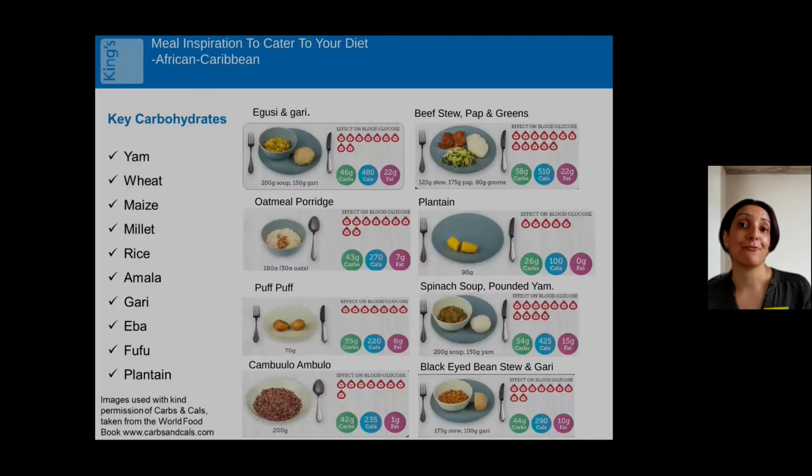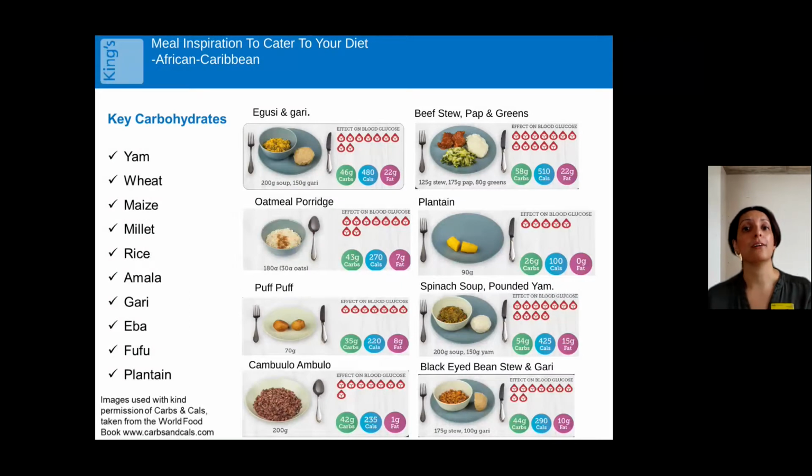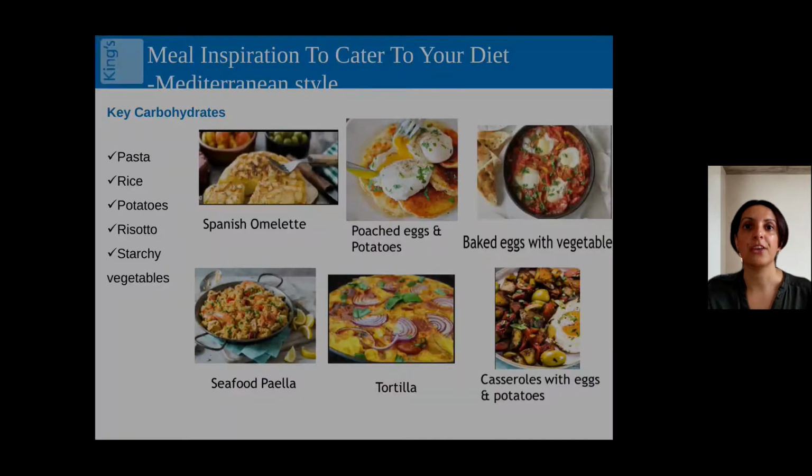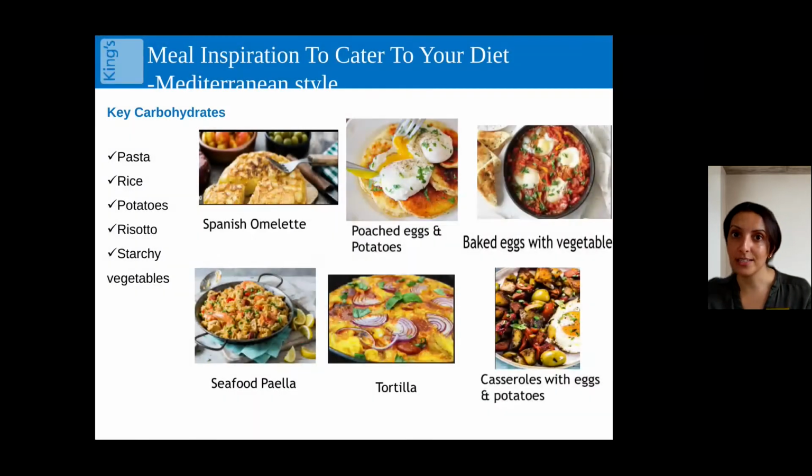If you are following an African Caribbean cuisine, then what you might find is any wheat-based products, anything made of maize, millet, any yams, plantains, root vegetables in particular would all be sources of carbohydrates. If you are following a Mediterranean style cuisine, then as with the continental diet, your more common carbohydrate food sources there may be your pastas, rice, potatoes, risottos, and any starchy vegetables.